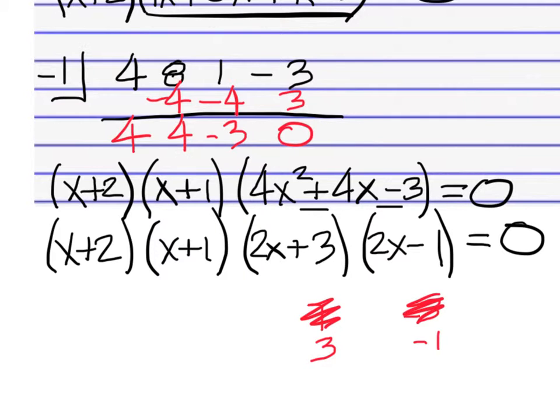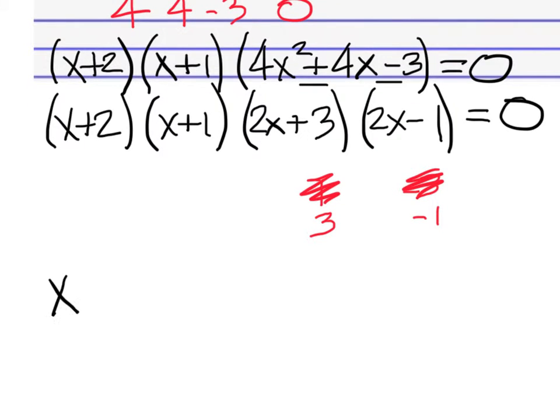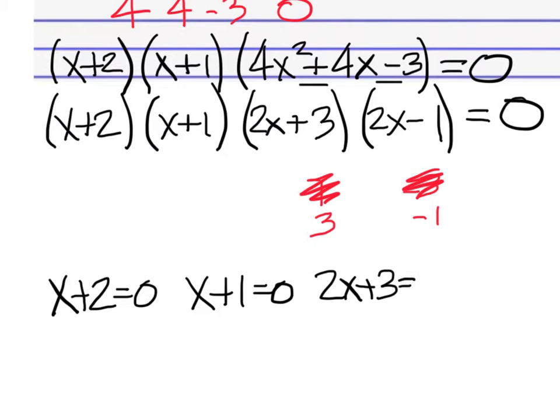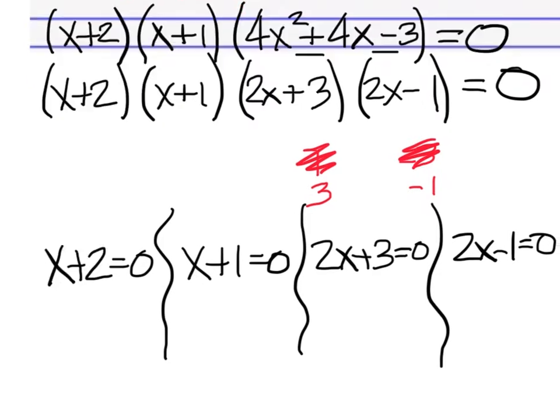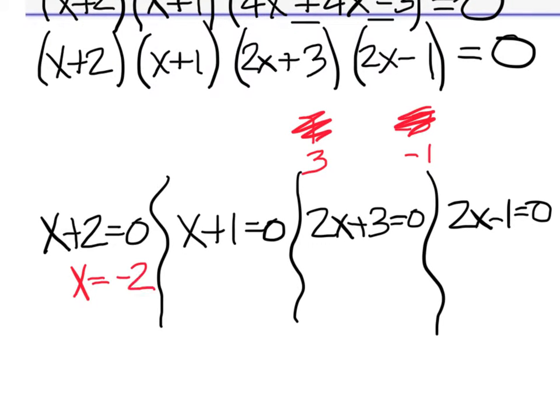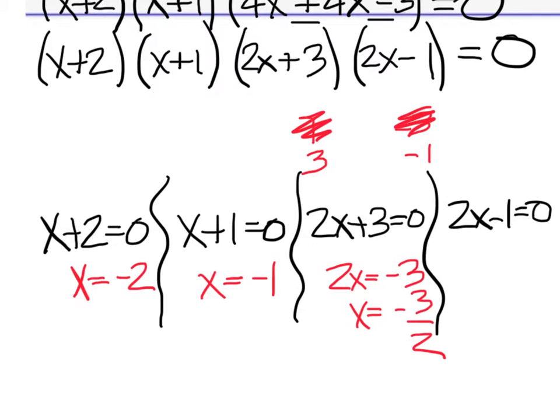And once you have it all factored out, you can go back and solve each one of those by setting each quantity equal to 0. So let's do x plus 2 equals 0, x plus 1 equals 0, 2x plus 3 equals 0, and 2x minus 1 equals 0. And we'll solve each one. Well, this one you just move 2 to the right and change the sign, so it's -2. And this one, move it to the right, change the sign. This one, move it to the right, change the sign, and divide by 2. And for this one, move the 1 to the right, change the sign, divide by 2.